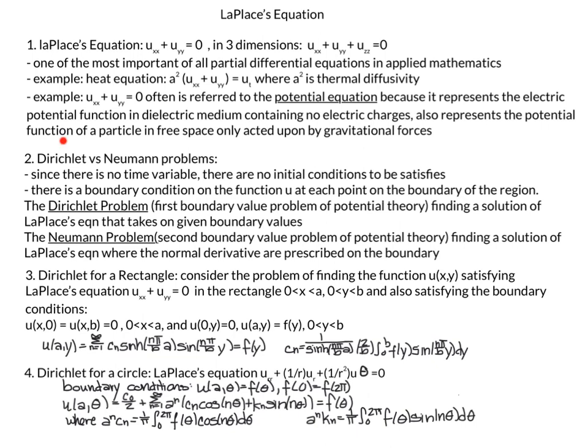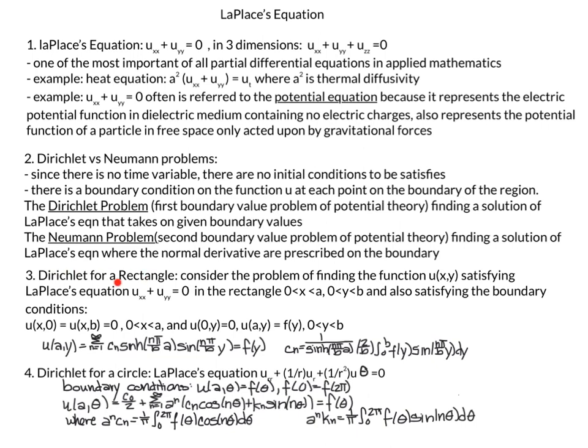But anyway, Dirichlet versus Neumann problems. Since there's no time variable here, there are no initial conditions to be satisfied, but there are boundary conditions. For the Dirichlet problem, we're going to find a solution of Laplace's equation that has given boundary values. For the Neumann problem, it's a solution of the Laplace equation where the normal derivative is prescribed on the boundary. So this is a boundary problem where we set the derivative equal to a prescribed number.